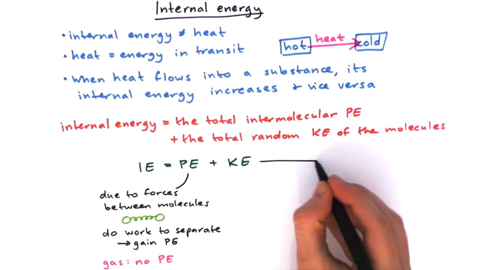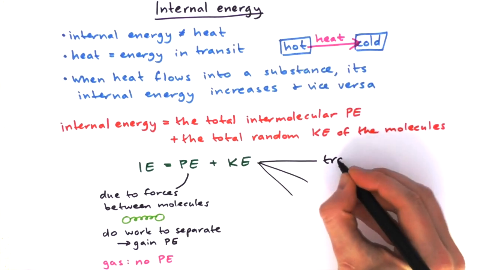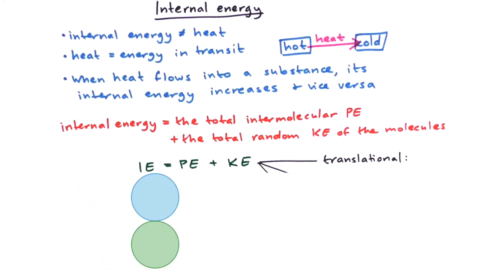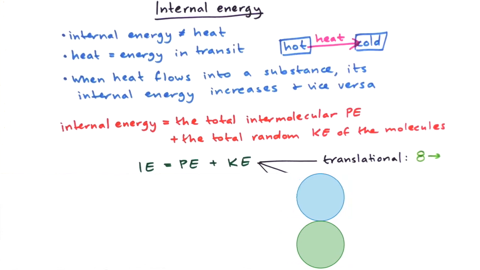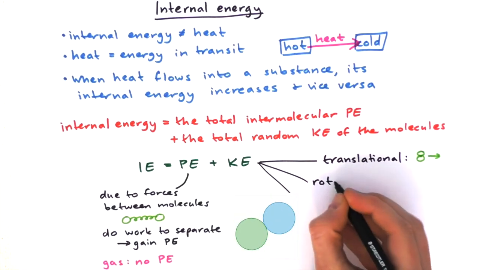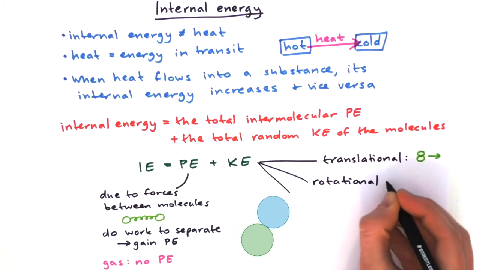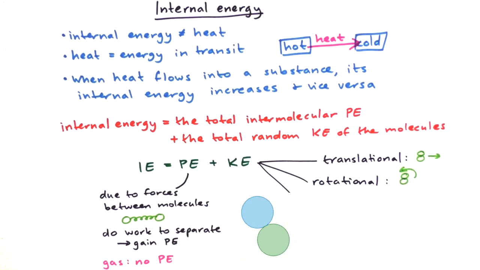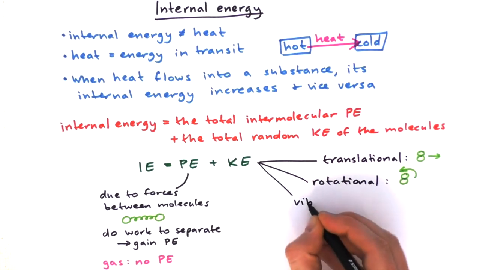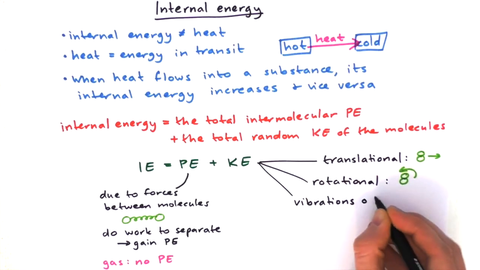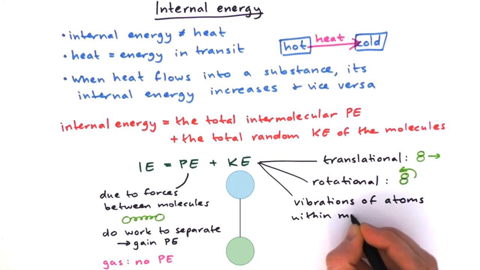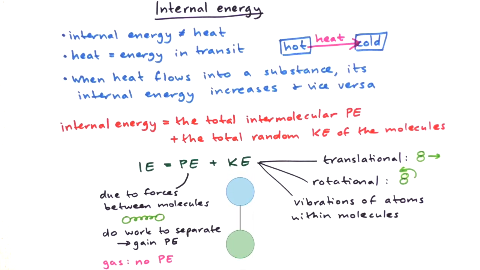Now the kinetic energy of the molecules comes from three different parts. So the first one is the translational kinetic energy, which is the one we normally think about, because that's the one that's caused by the molecules simply moving around in straight lines. And there's also the rotational kinetic energy, which is just what it says, it's the molecule rotating. And finally there's vibrations of atoms within molecules. So within each molecule, say we have a molecule made of two atoms, we can see these two atoms as having a spring between them, just like we did with the molecules.